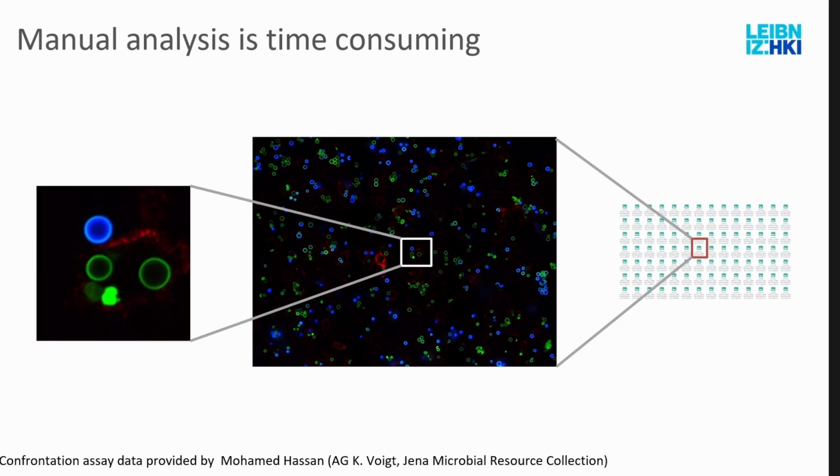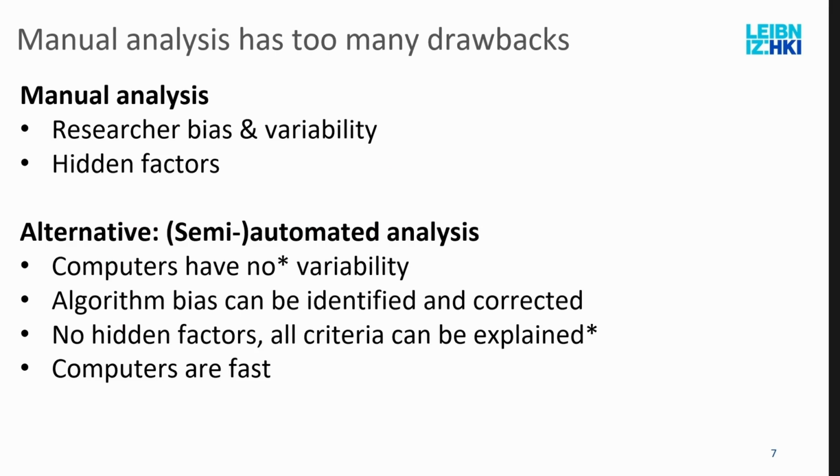But this is why we have automated methods that probably help you with that. In manual analysis, you are struggling a bit with researcher bias and variability in general. You make decisions, but on what do you base the decisions? You have hidden factors that depend on different conditions, on your eyesight, on your screen, on your mood. But then you have as an alternative tools that do it sometimes.